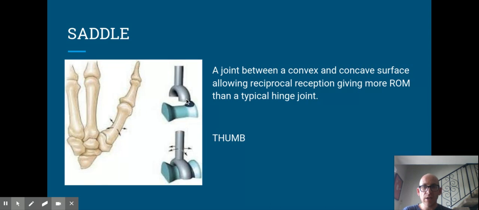So this would be the metacarpal of the thumb sitting onto the carpal bone of this side of the hand. And it sits into it, and it allows it to rotate and go side to side. And that's a saddle joint. And hopefully you can see why it's called a saddle joint, because the bone is like the rider sitting on the saddle of a horse.